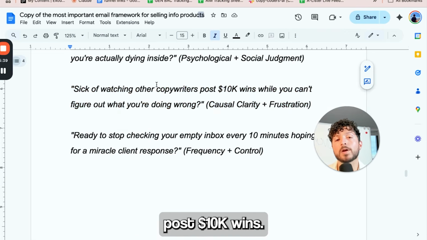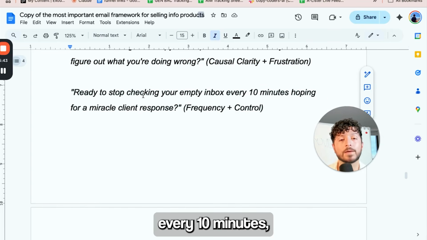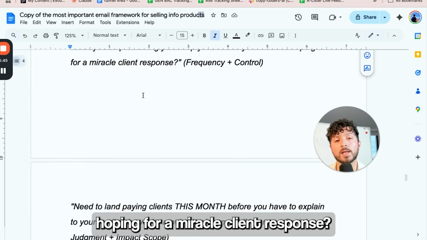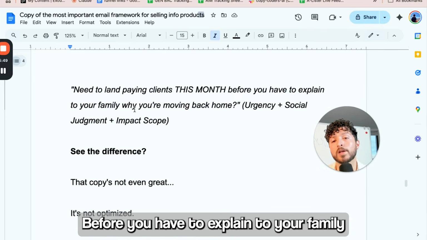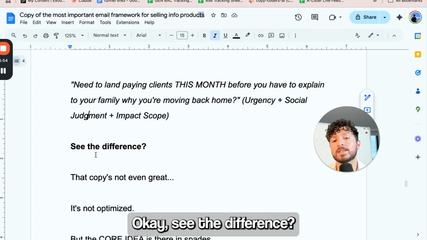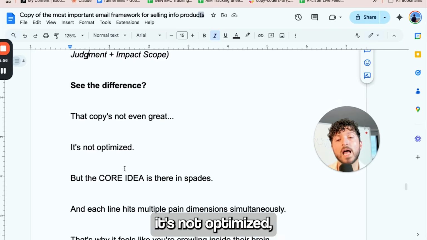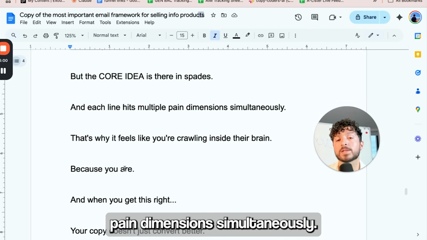Sick of watching other copywriters post 10K wins while you can't figure out what you're doing wrong. Ready to stop checking your empty inbox every 10 minutes, hoping for a miracle client response. That's frequency and control. Need to land high-paying clients this month before you have to explain to your family why you're moving back home. Urgency, social judgment, impact, scope. Okay. See the difference? That copy is not even great. It's not optimized, but the core idea is there in spades, and each line hits multiple pain dimensions simultaneously.